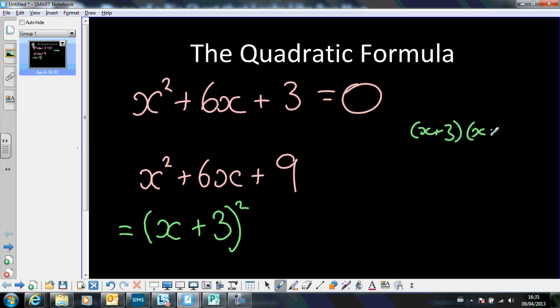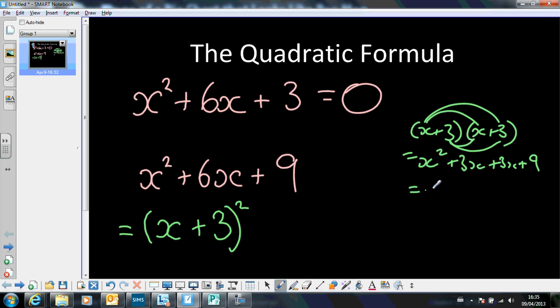So, like I said, this is just a quick reminder. Multiply that out first: first, outside, inside, last. So we get x squared plus 6x plus 9. And it always happens that that gets doubled, that gets squared.